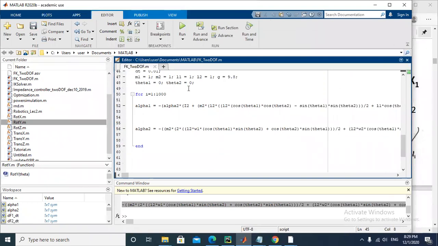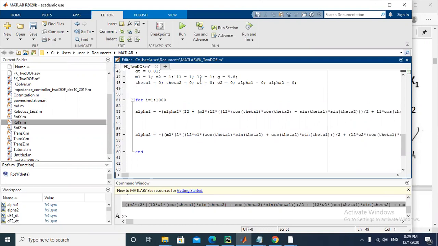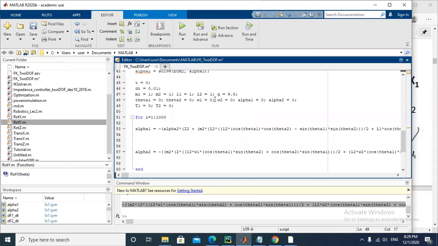And so you also need to know the initial angular velocities, right? So omega 1 is equal to 0, omega 2 is equal to 0. And let's also put alpha 1 equal to 0 initially, alpha 2 equal to 0, and then we have torque 1 equal to 0, torque 2 equal to 0. So these are my initial conditions.